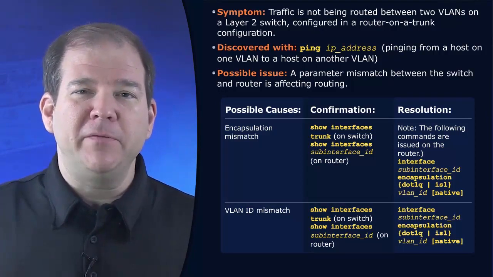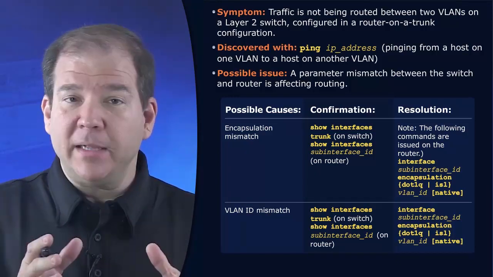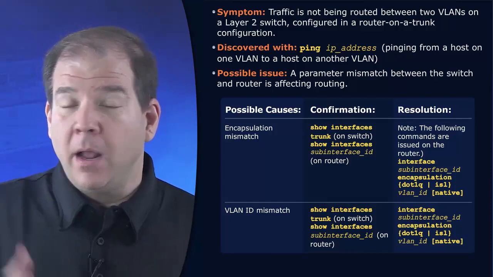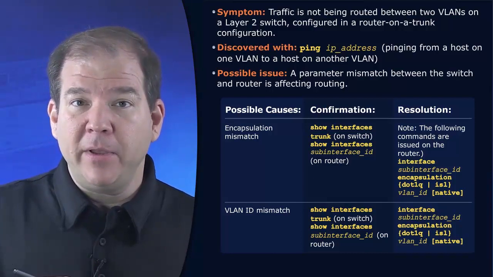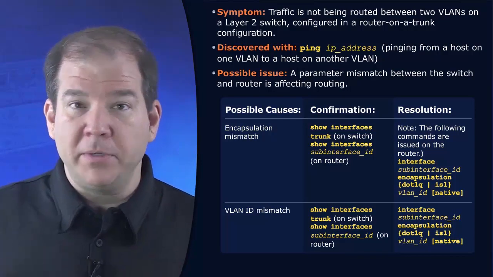Maybe the router is configured with the wrong encapsulation type. Maybe the VLANs on the router are not correctly defined. You know what? We might not have the IP address in one of those subinterfaces. It might not belong to the correct subnet for a particular VLAN.